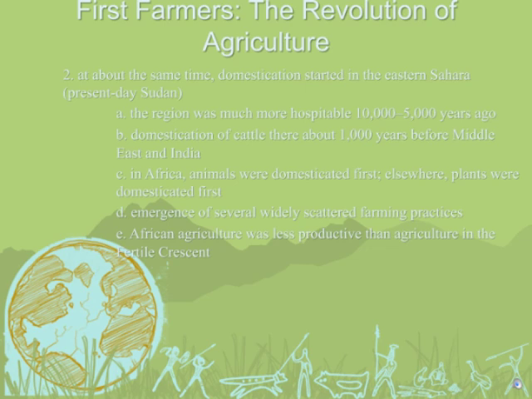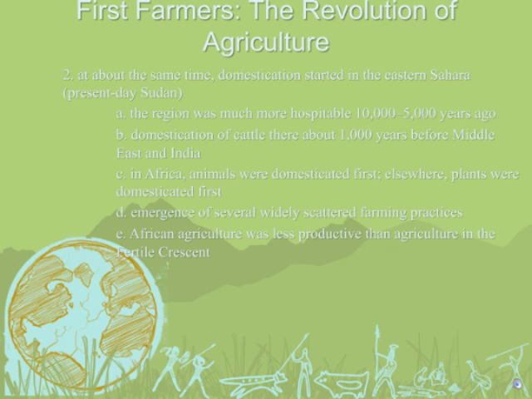At about the same time, domestication started in the Eastern Sahara, present-day Sudan. So we're kind of looking at that lower Egyptian region. The region was much more hospitable around 10,000 to 5,000 years ago. Domestication of cattle there about 1,000 years before the Middle East and India. And in Africa, animals were domesticated first. Elsewhere, plants were domesticated first. So Mesopotamia, we're going to credit them with agriculture first, domestication of animals with Africa first.